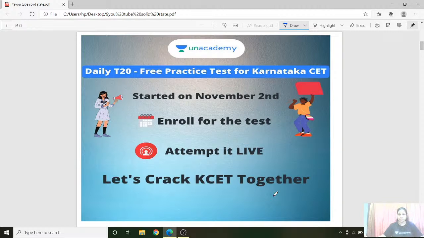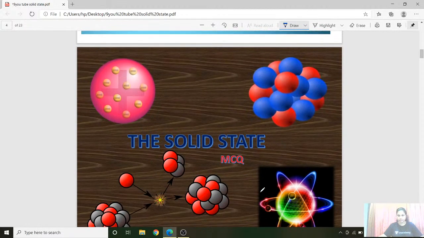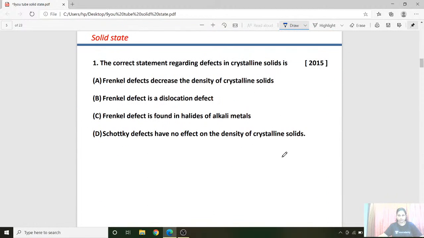So we have been doing mock tests on solid state from the past few days. So let us continue with the same topic, the solid state. I hope all of you are ready for one more mock test on the topic solid state. All those students who have joined, welcome to the class. You can just see the question on the screen.